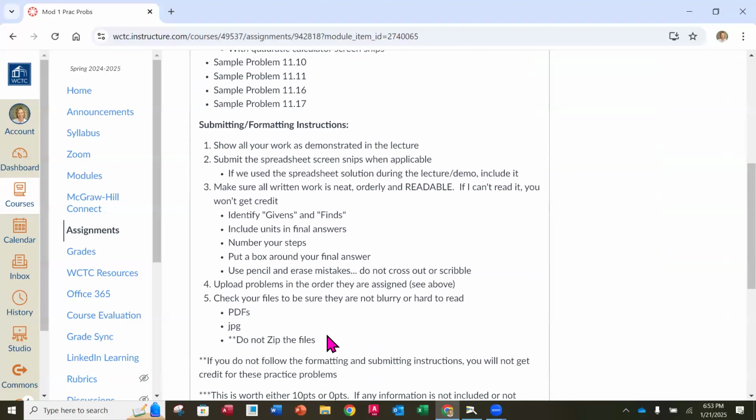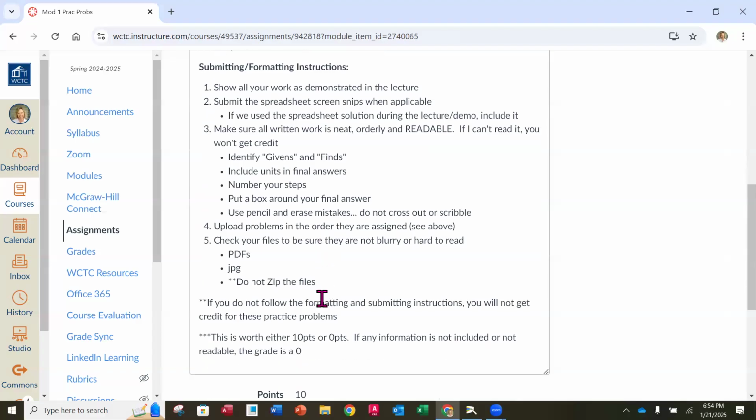Check your files to be sure that they're not blurry or hard to read, okay? You can upload PDFs, you can do JPEGs. Just please don't zip your files and send them to me, because then I have to actually download it. If you do it in a JPEG or a PDF, or there are some other formats that I think are okay. Oh, even a Word document, you can do it in there too. That way I can see it and view it on the screen and I don't have to download it and open it in another application. It again saves me time in that process when we're going through.